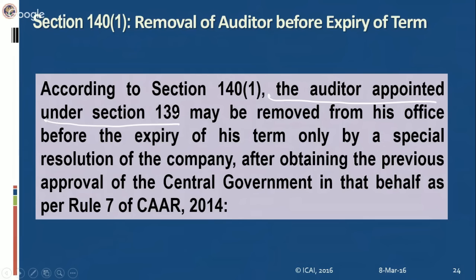Section 139 covers appointment of auditors: first auditor in case of a government company, first auditor in case of companies other than government companies, subsequent auditors in case of government companies, and subsequent auditors in case of companies other than government companies. So there are 4 different points, and then there is 139(2), rotation of auditors, and so on. So the auditor is appointed under section 139, whatever the case may be.